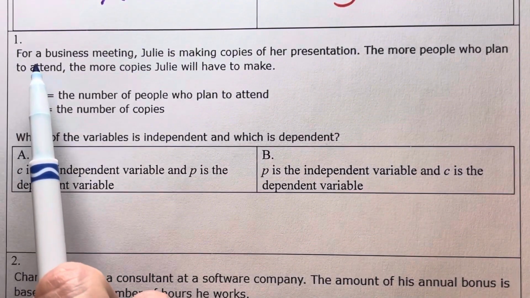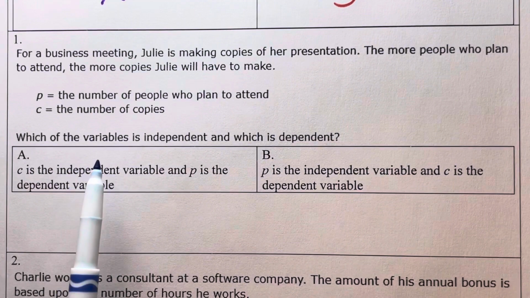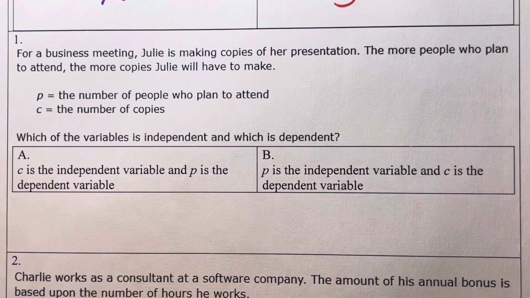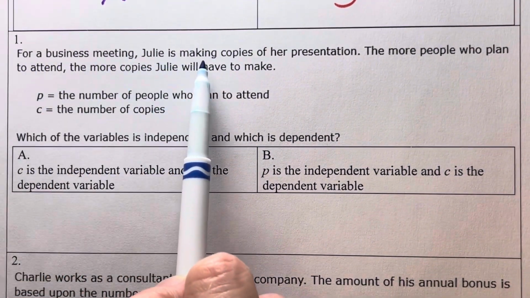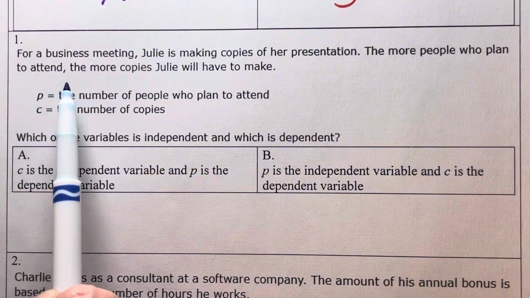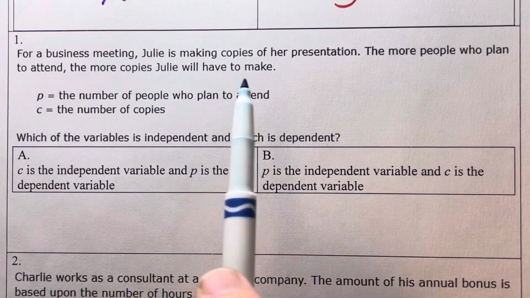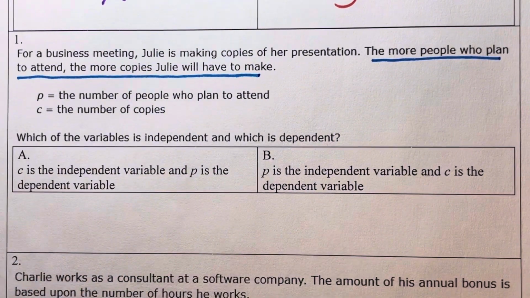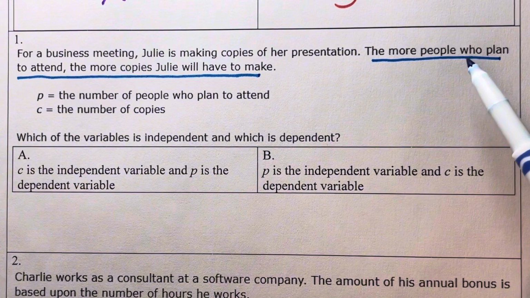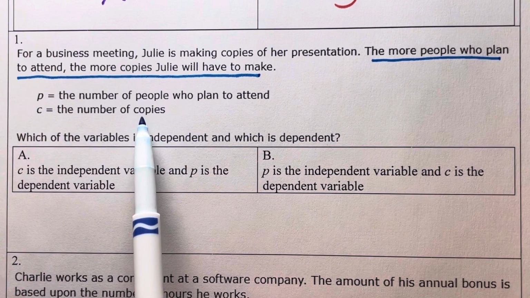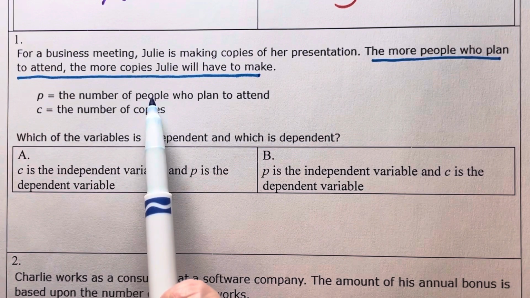In example 1, we're going to look at this situation to determine what is the independent variable and what is the dependent variable. For a business meeting, Julie is making copies of her presentation. The more people who plan to attend, the more copies Julie will have to make. Okay, so this is the cause and effect relationship right here. And that's what you have to ask yourself: do the number of people cause there to be more copies made? Or do more copies cause people to show up?